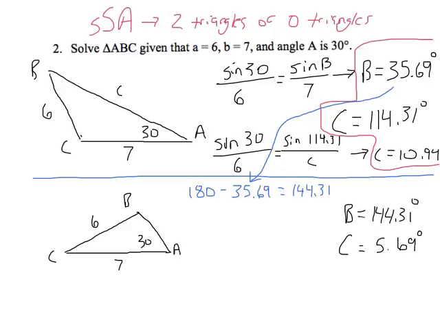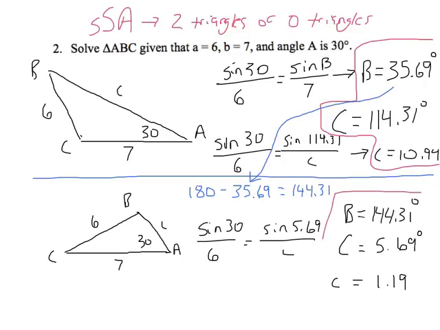Okay, and now I can find little side C, which is right there, by setting up one more law of sines. So over here I could say sine of 30 over 6 equals sine of 5.69 over little c. I cross multiply and divide, and I would get c as 1.19, which again makes sense. It's got to be the small side based on the picture that I have there. So this is the answer that we have for the second triangle.